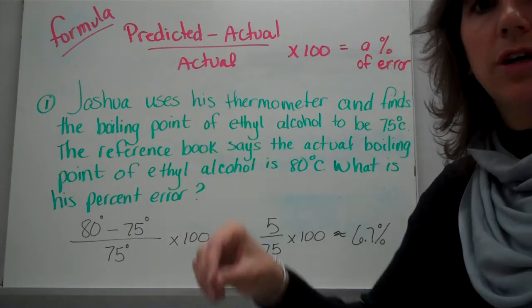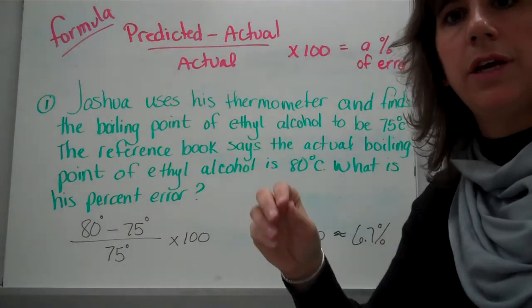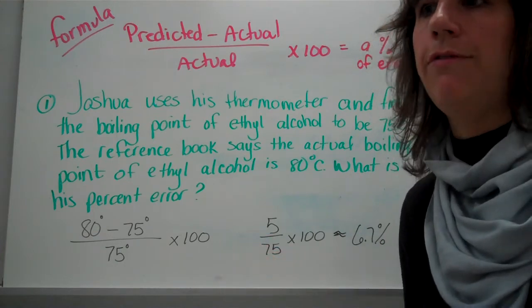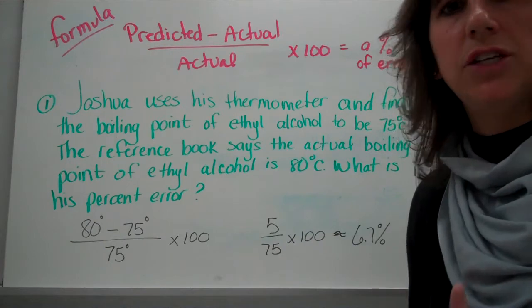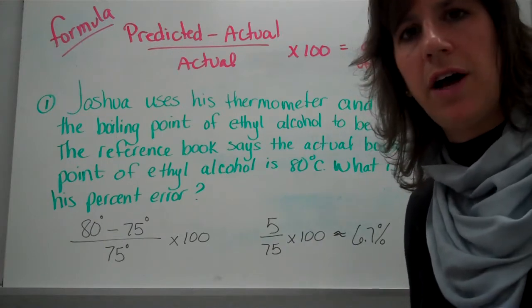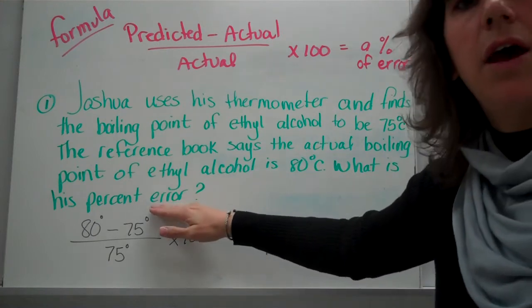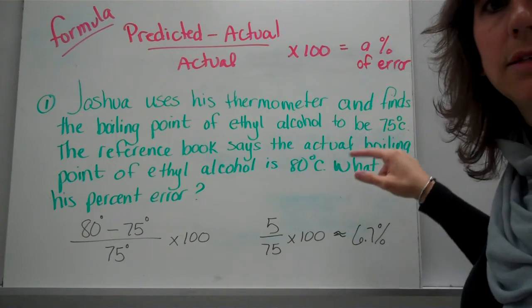Maybe when he was actually looking at the thermometer, he had a slight angle on it such that he didn't read it clearly, or maybe he didn't put it all the way into the water carefully enough, or maybe the water is distilled or changed in some way. Maybe it has a chemical involved in there that's altering that temperature. There is an error. There's a difference between what it's supposed to be and what it actually is.